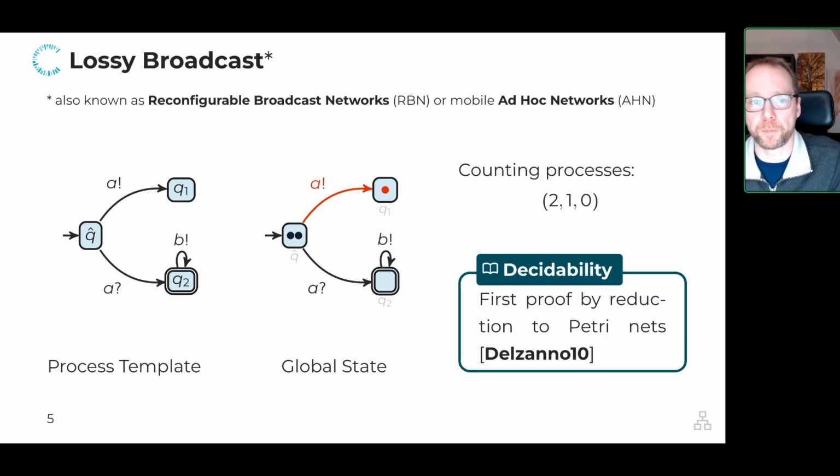And these systems have been studied. The first proof that certain parameterized model checking problems are decidable was via a reduction to Petri nets. And actually a later proof for safety properties uses something that is very, very similar to our 0-1 abstraction and was actually one of our inspirations.